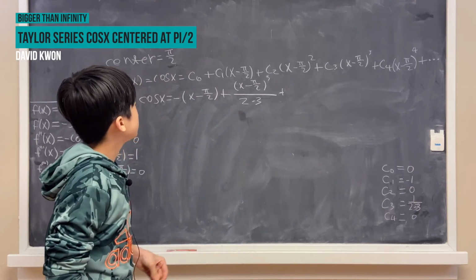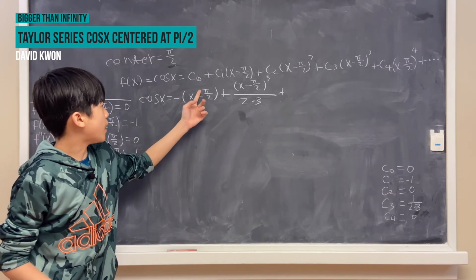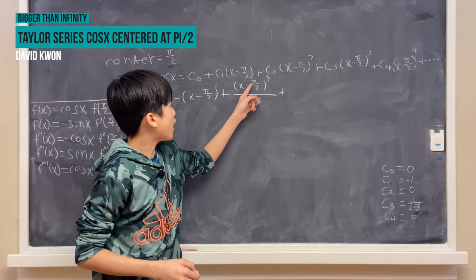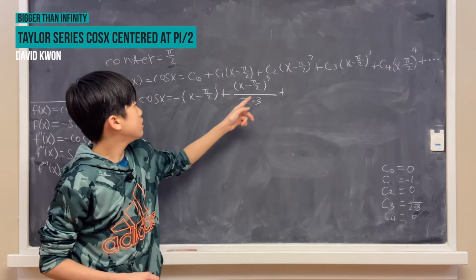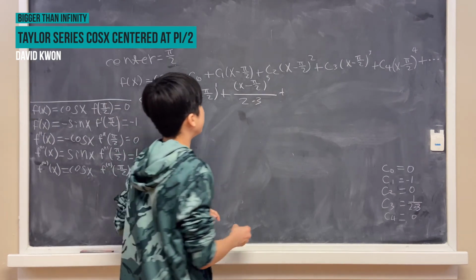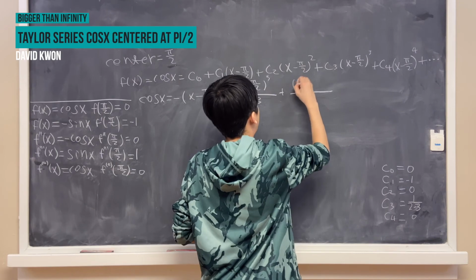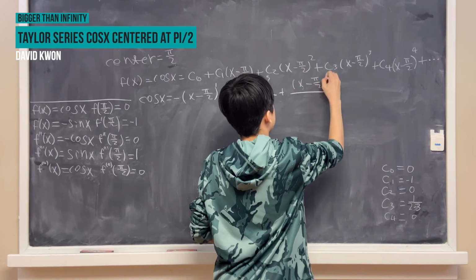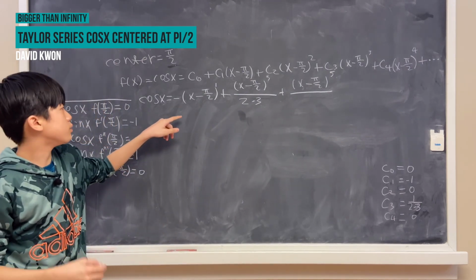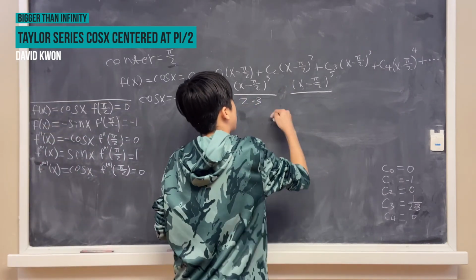And just by looking at this pattern, in the first term we have x minus pi over 2 to the power of 1. Then in our next term we have x minus pi over 2 to the power of 3. That's just plus 2 for our next term's power. So for the next one, it's very obvious that we would have a power of 5. And also notice our first term starts from negative, then our next term must be positive.